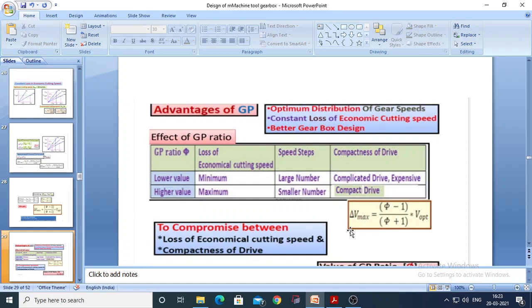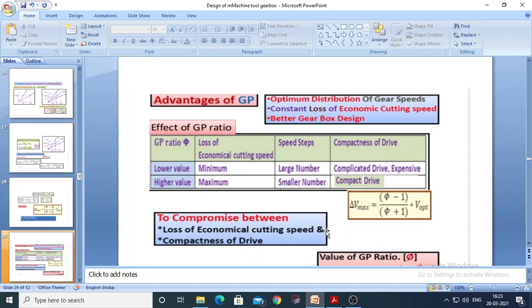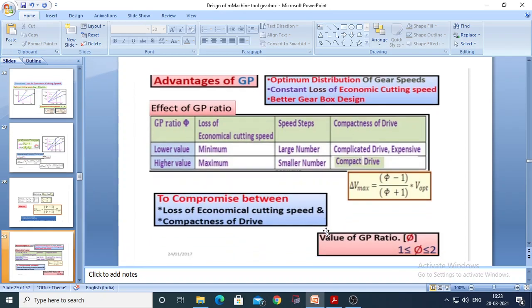To compromise between the loss of economical cutting speed and the compactness of the drive, this value of GP ratio phi must be greater than or equal to 1, and phi must be less than or equal to 2. Remember that. Today we will stop here. In the next lecture we will see the remaining part.